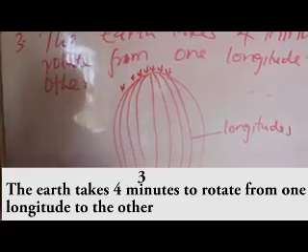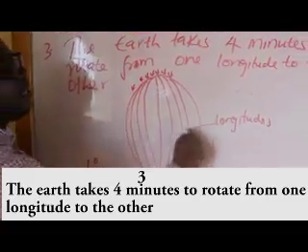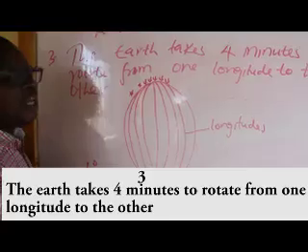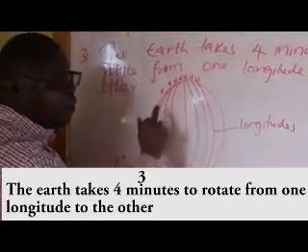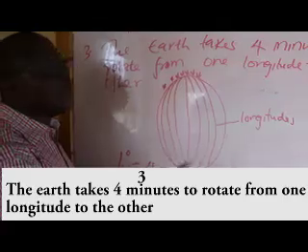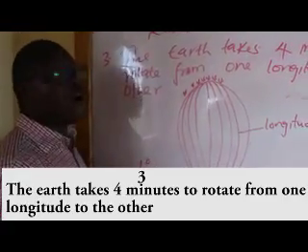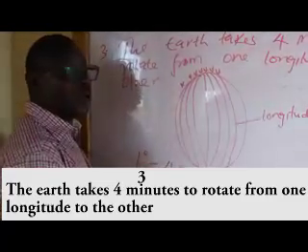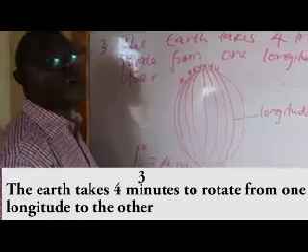And if you want to prove this, you can make a very simple calculation. The earth has a total of 360 longitudes. If you multiply 360 by 4, and you divide by 60, you will get 24 hours. 24 hours, that is a full day. And that's why we say a full rotation takes 24 hours, which is equivalent to one full day.